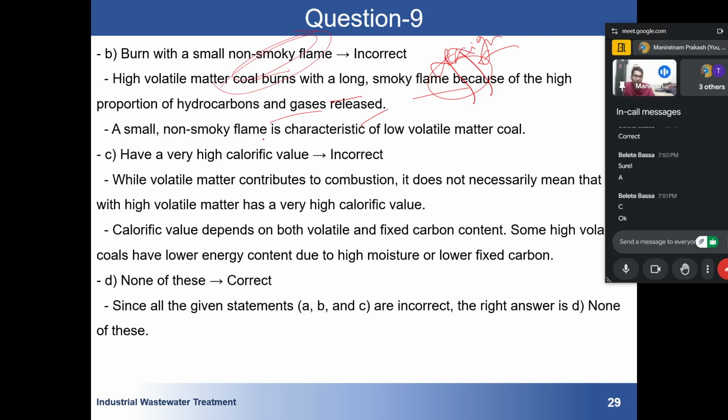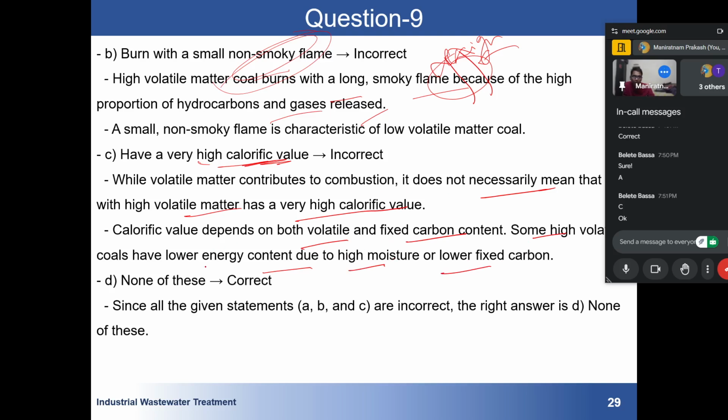And the third one, which was a little bit confusing, most of the people might have chosen that it will have high calorific value, but high calorific value depends upon many things. While volatiles contribute to combustion, it does not necessarily mean that high volatile material has high calorific value. Calorific value depends upon volatile and fixed carbon content. Some high volatile coal has low energy content due to high moisture or low fixed carbon. So this is not universally true.